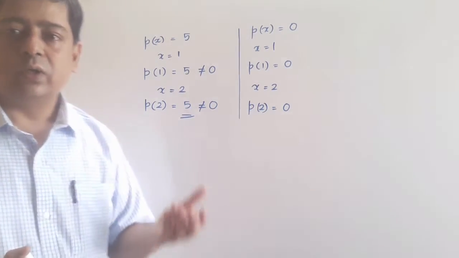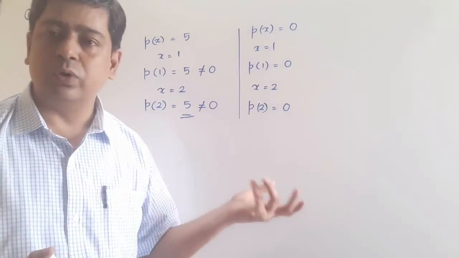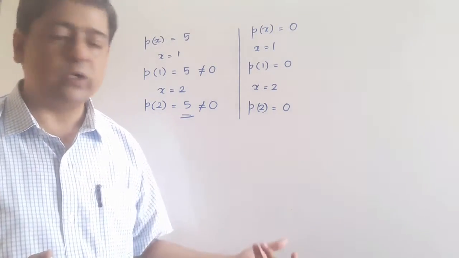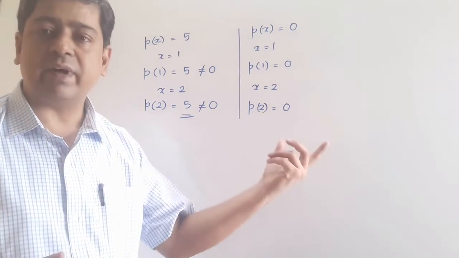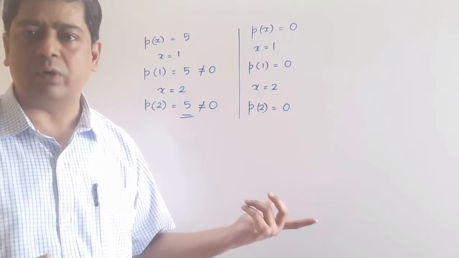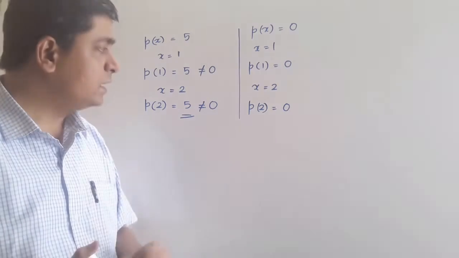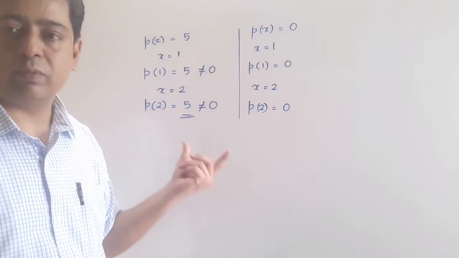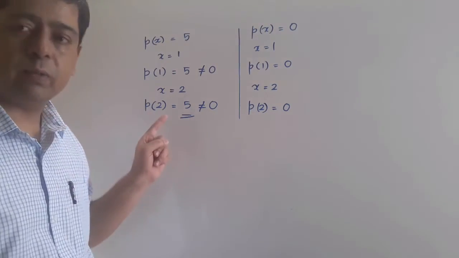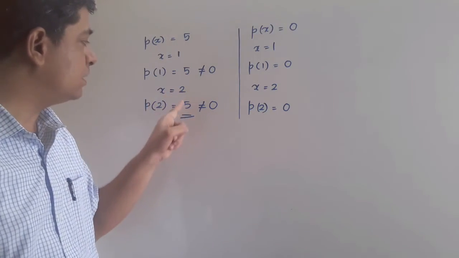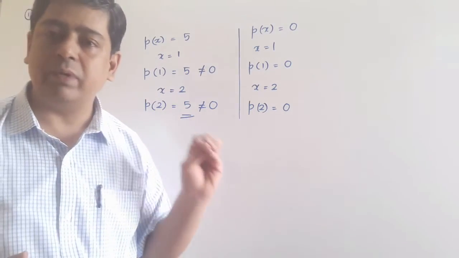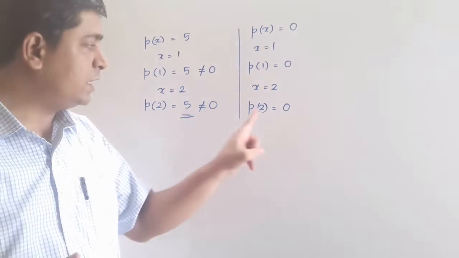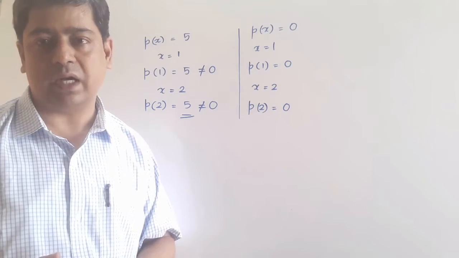And you should not put only 1 or 2, you can put any real number. Each and every time the value will come 0 only because that is the predefined value given to us, the zero polynomial. So infinite number of zeros are possible here, while for a constant polynomial no zero is possible, because if you put any value in the polynomial, the answer will always be a fixed value and it can't be equal to 0.